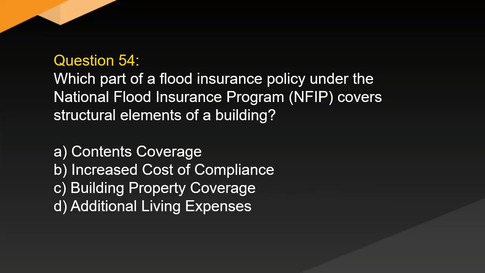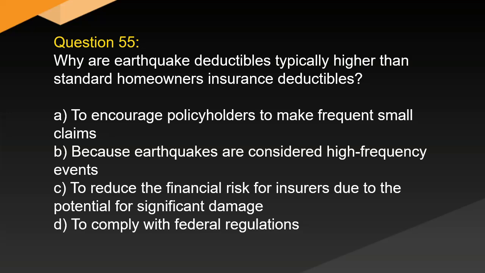Question 54. Which part of a flood insurance policy under the National Flood Insurance Program, NFIP, covers structural elements of a building? A. Contents coverage. B. Increased cost of compliance. C. Building property coverage. D. Additional living expenses.